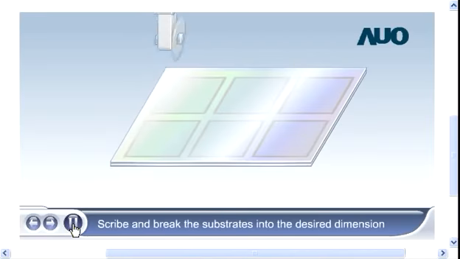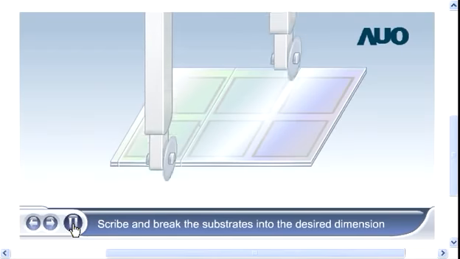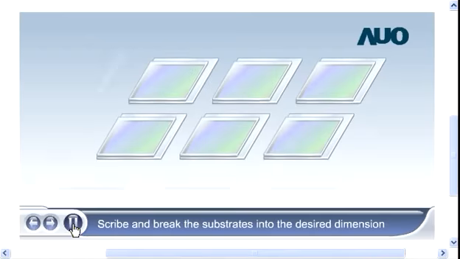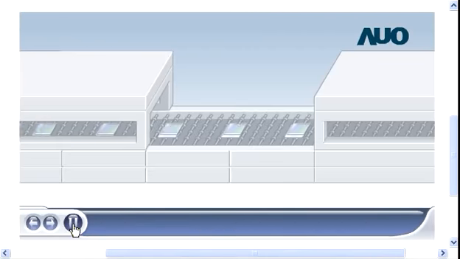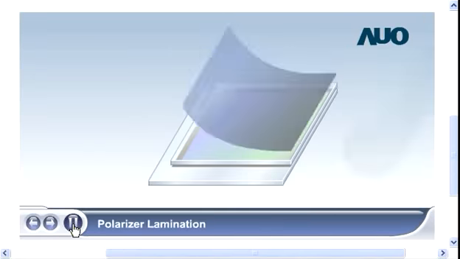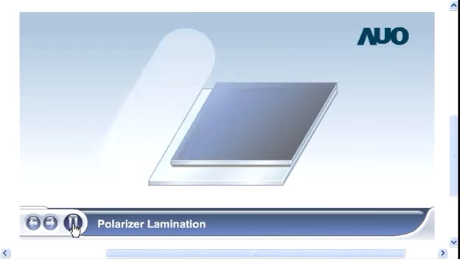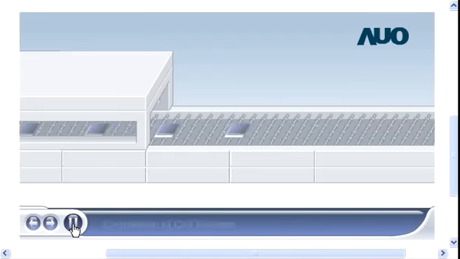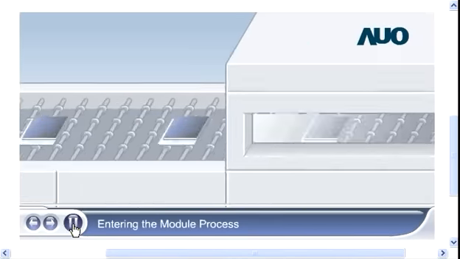So this assembles two glasses together and scribes it. And break it into individual pieces and attach the polarizer. Then this is a finish for the cell manufacturing. So the next step will go to the module production.